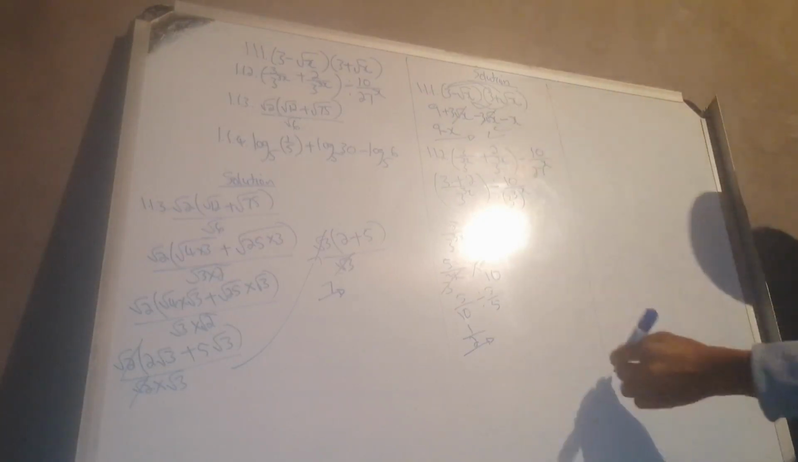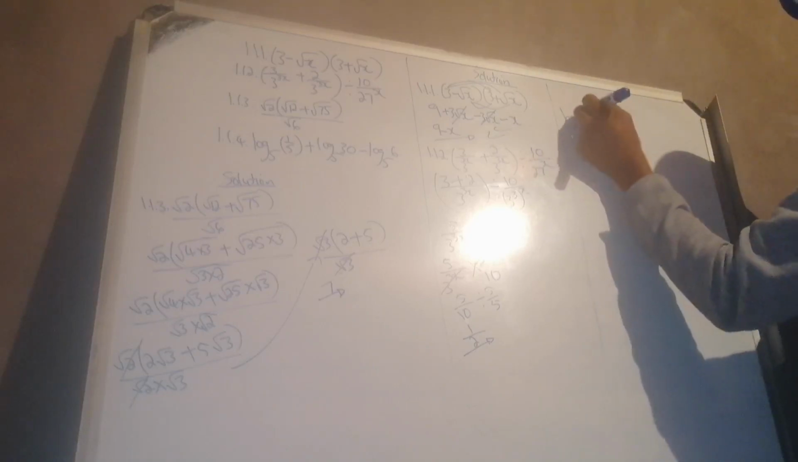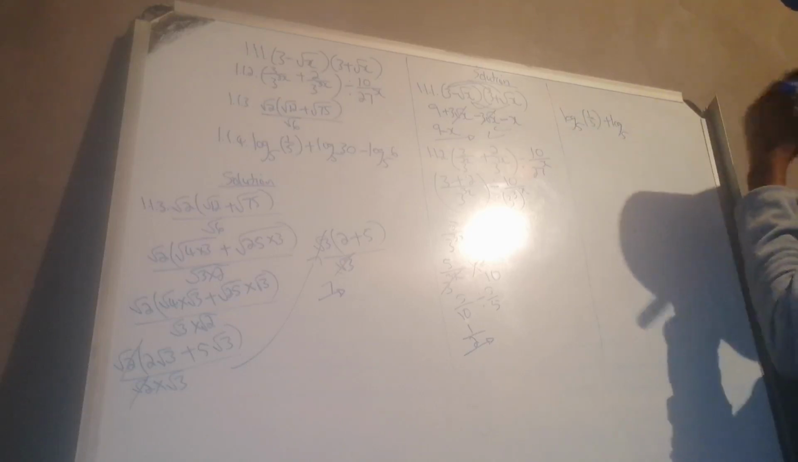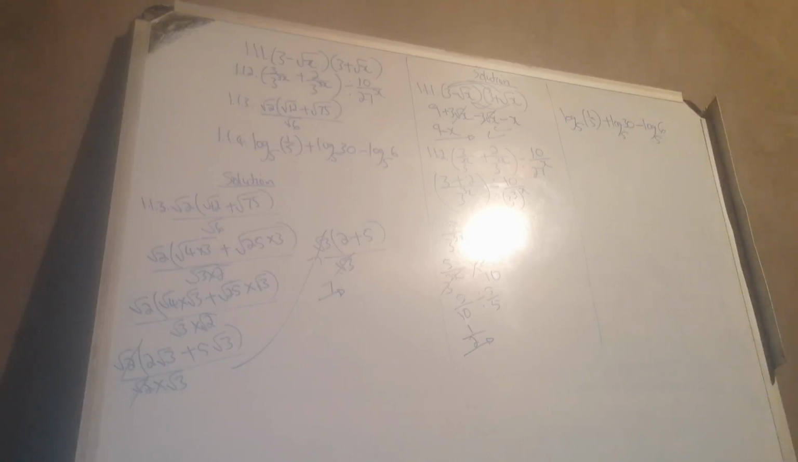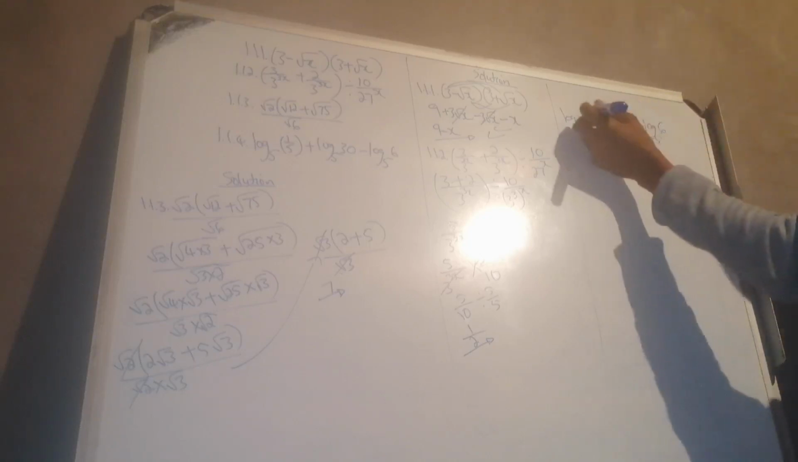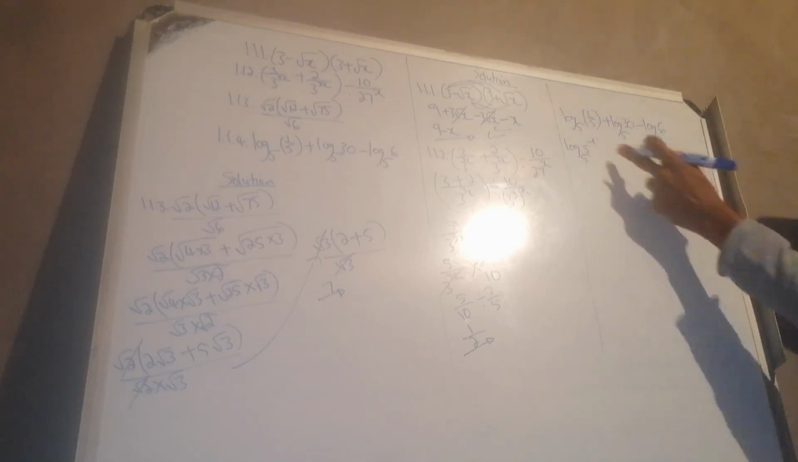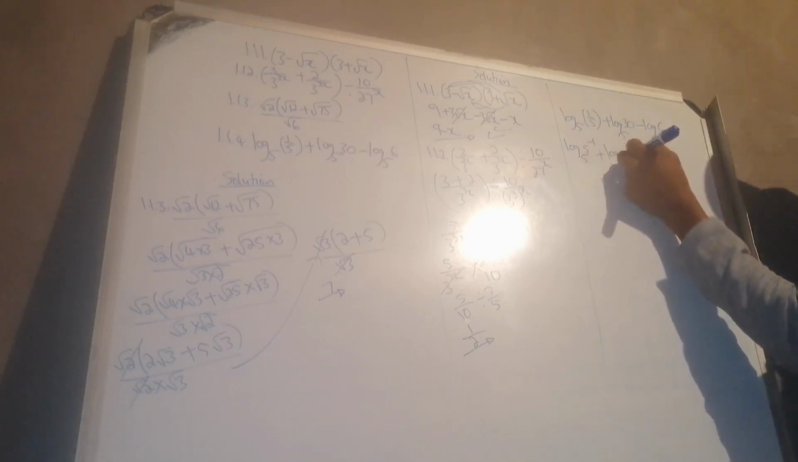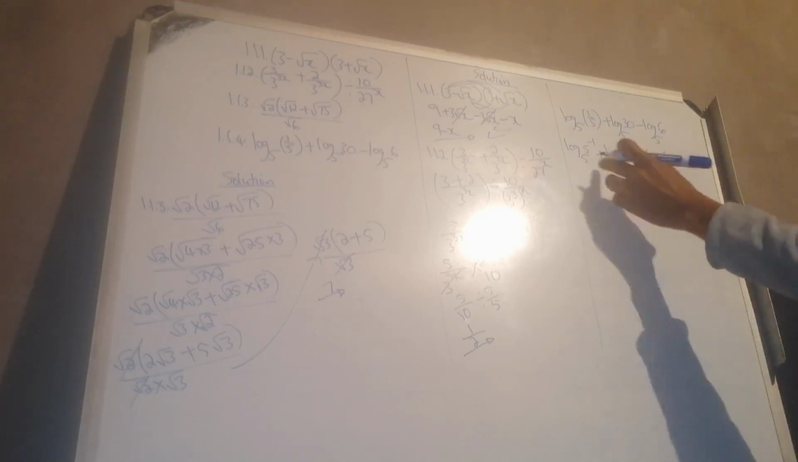Right, coming to this side, we are looking at log base 5 of 1 over 5, plus log base 5 of 30, minus log base 5 of 6. I know how to deal with this. I can rewrite this as log base 5 of 5 to the power minus 1, plus I can still have my log base 5 of 30, minus log base 5 of 6.